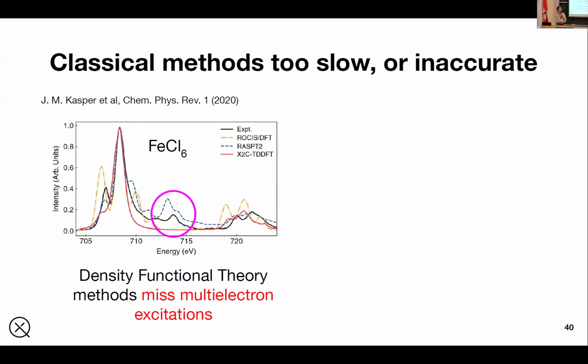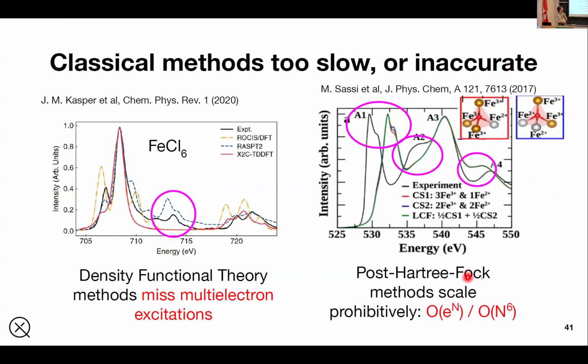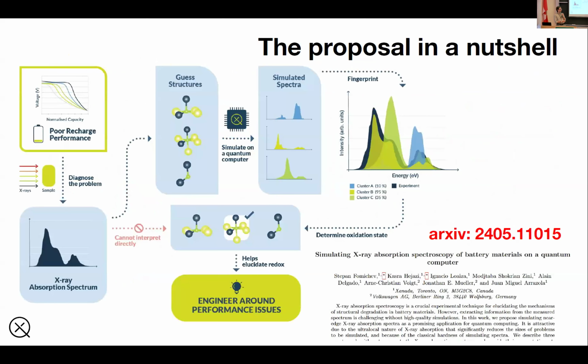And it turns out that classical methods to study this problem are actually facing some challenges. So on the density functional theory side, you might be missing some multi-electron excitations. Whereas if you're looking at something like post-Hartree-Fock, then these methods just fail very prohibitively with system size, so that you're not able to add enough orbitals into your active space to get a nice agreement. And this is the place where we expect quantum computing to come in. So the proposal that we have to target this problem is we take our samples, we characterize them with X-rays to get some kind of spectrum, and then we guess a number of different structures with different oxidation states whose spectra we then obtain by simulating them on the quantum computer in the way that I was just describing.